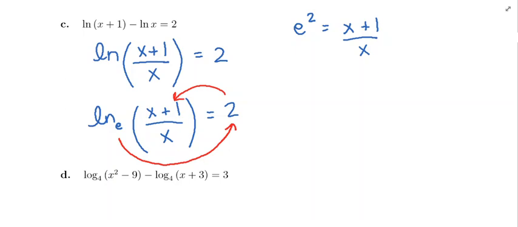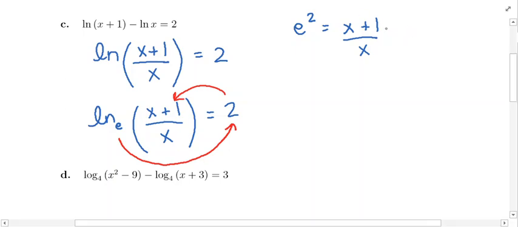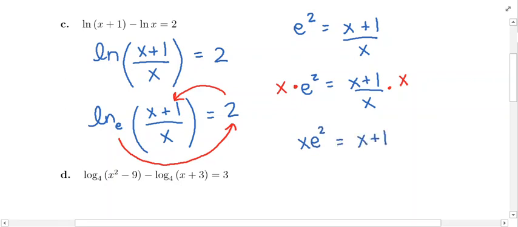We don't like fractions, so let's get rid of the fraction. Let me rewrite this. To eliminate the fraction, since I have an x in the denominator, I'm going to multiply by x, because if I have x in the top and x in the bottom, they'll end up canceling. But if I multiply the right side by x, I need to multiply the left side by x. Whatever you do to one side, you have to do to the other. So x times e squared is equal to x plus 1, because this x will cancel with this one.